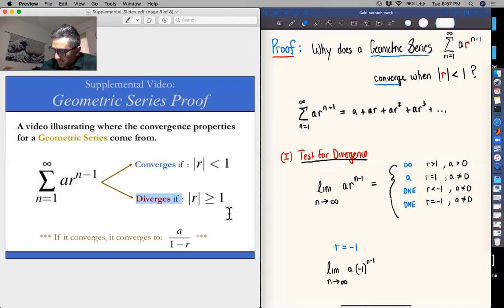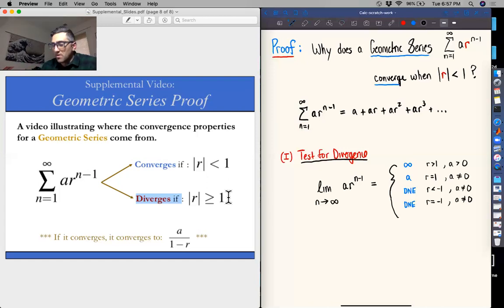So that is to say, the reason why a geometric series diverges when r is greater than or equal to one in absolute value is really because it doesn't pass the test for divergence. But there is one case we didn't consider.